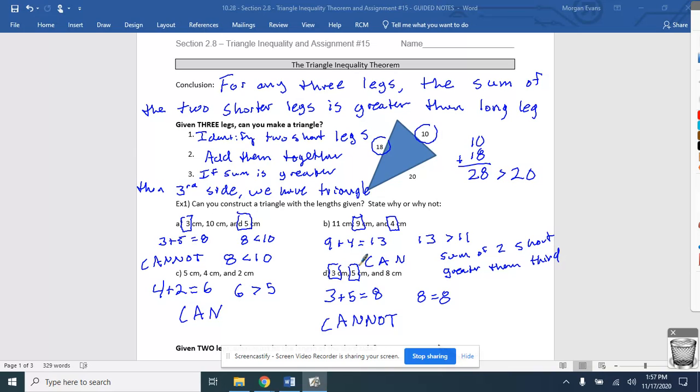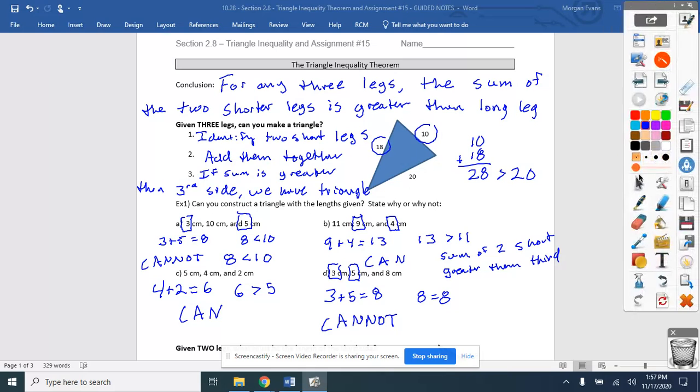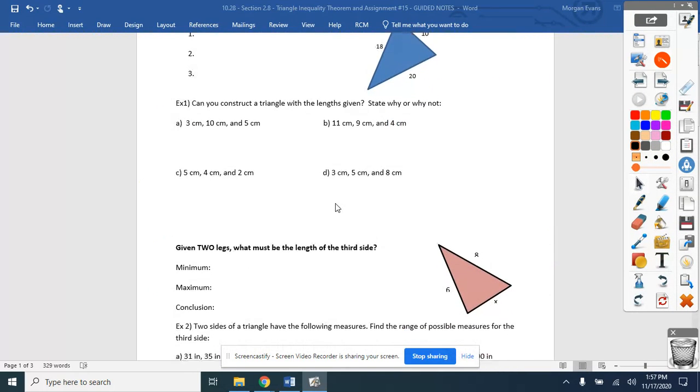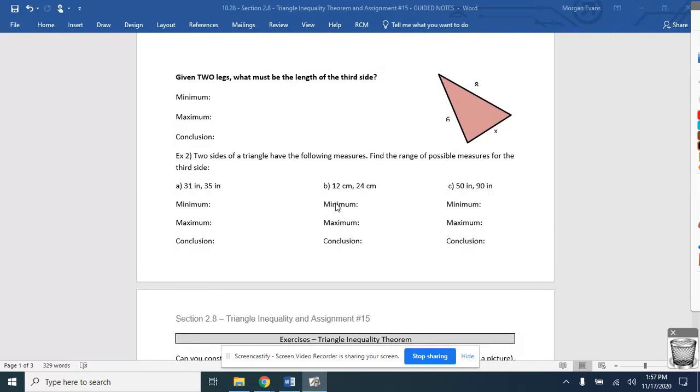Okay. Moral of the story, find your two shorter side lengths, sum them together, make sure it's longer and not equal to or less than that third side. Okay, so let's scroll down. Let's look at this last part here.